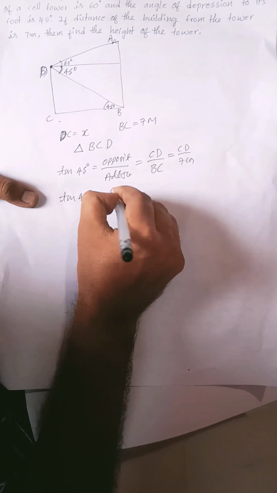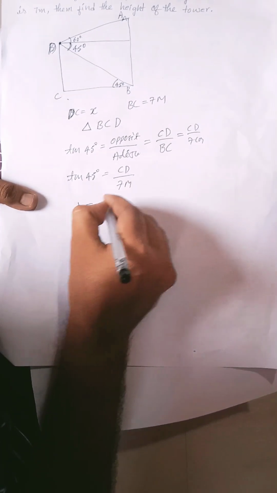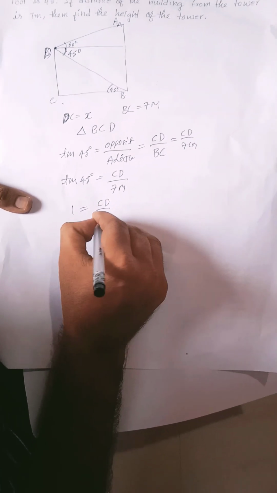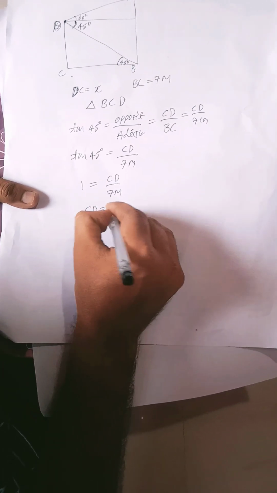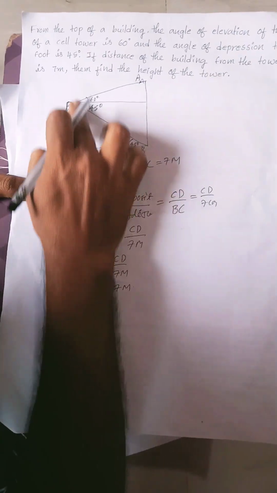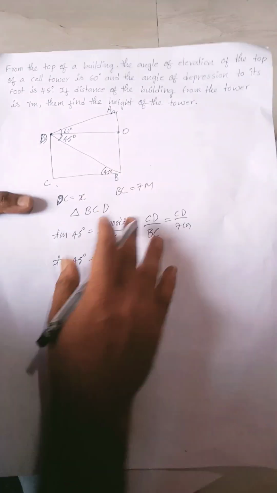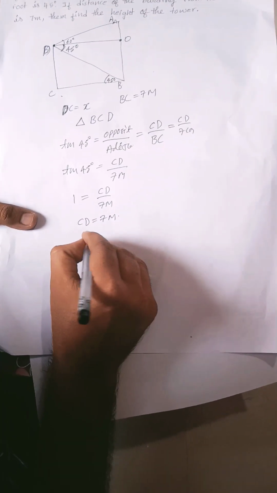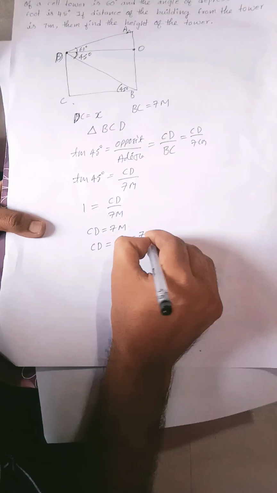Tan 45 is equal to CD by 7 meters. Tan 45 is equal to 1, so 1 equals CD by 7 meters. CD is equal to how much? 7 meters. CD length is equal to OB length, that is 7 meters.